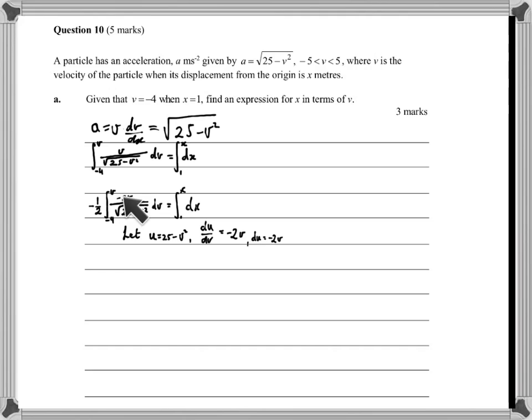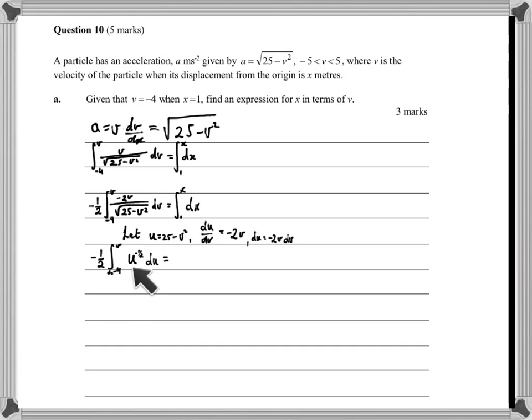Okay, and there it is. I've got my negative 2v up in the numerator, and that together with dx, dv gives me the whole bit there, and that bit is going to be replaced with just du. Everyone understands the substitution method. It's a very important skill that you need to practice for both math methods and specialist maths.